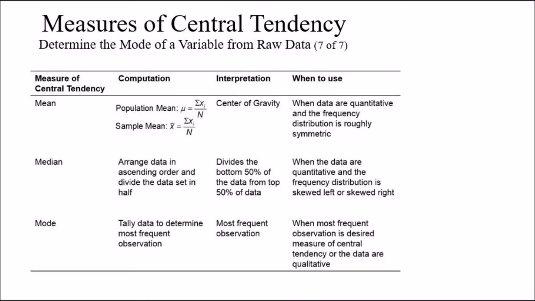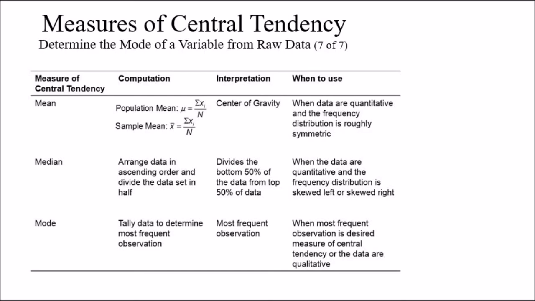And we use the mean when we have quantitative data and the frequency distribution is roughly symmetric, because the mean will be in the middle. The median we compute by arranging the data in ascending order and then finding the center, or middle number, of the data. The interpretation: the median divides the bottom 50% of the data from the top 50% of our data.